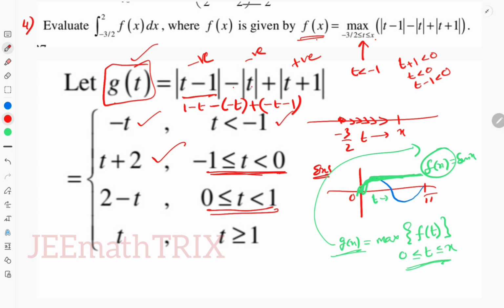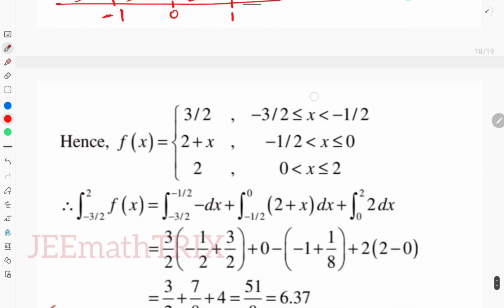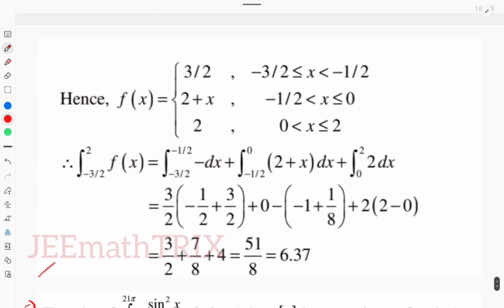Similarly, 0 to 1. This can also be observed in this way: if you take the number line, what are the reference points here? Minus 1, 0, plus 1. So you are taking four cases: first case, second case, third case, fourth case. This is what we are doing here. In each of the cases, we are trying to redefine the function. Once you have redefined the function, you rewrite the function f of x now.